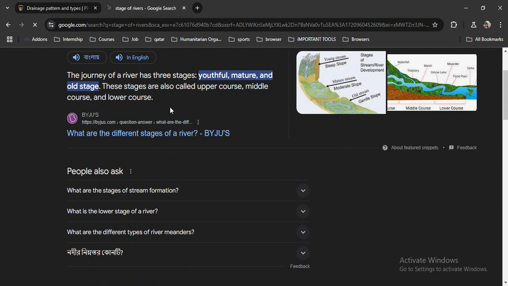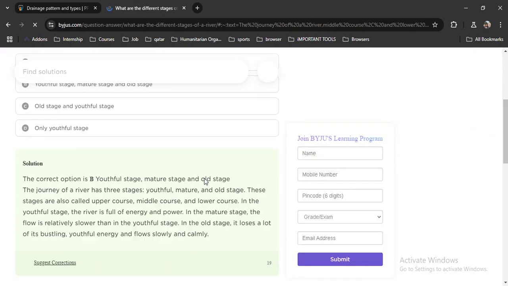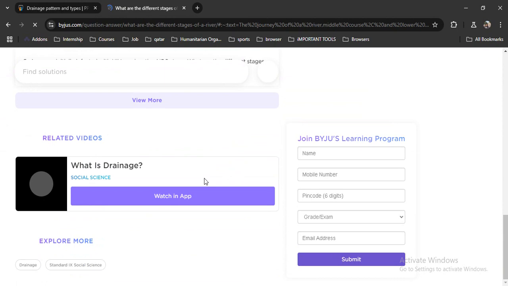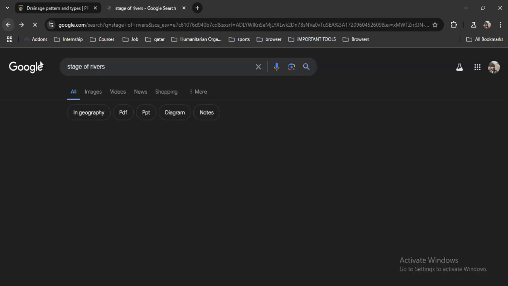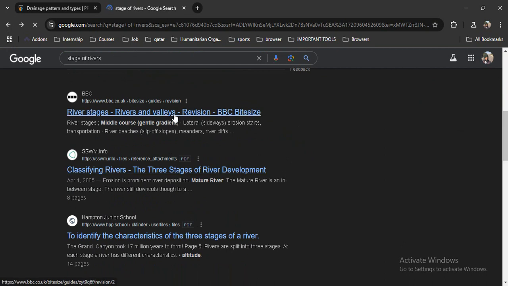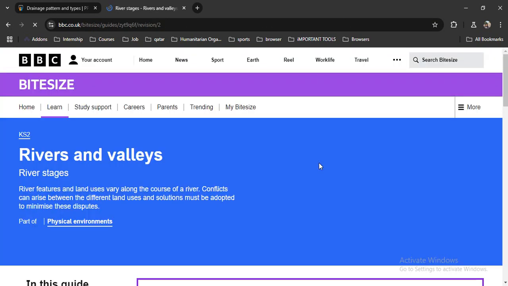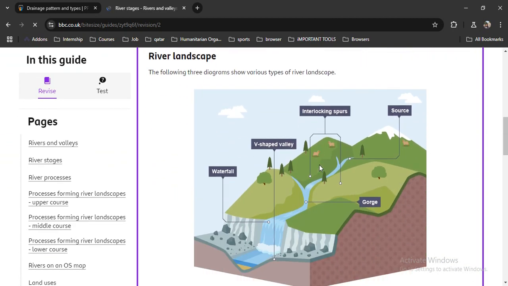Okay, Bijus. Let's see what it says. Indian, probably this one is okay. What is this? What the heck? Just go back, man. I don't want to read these things. BBC? Does BBC also produce something like that? Okay, nice.